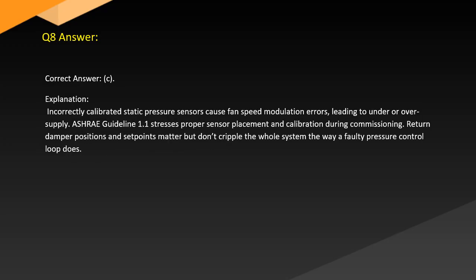Answer. Correct answer: C. Explanation: Incorrectly calibrated static pressure sensors cause fan speed modulation errors, leading to under- or oversupply. ASHRAE Guideline 1.1 stresses proper sensor placement and calibration during commissioning. Return damper positions and set points matter, but don't cripple the whole system the way a faulty pressure control loop does.